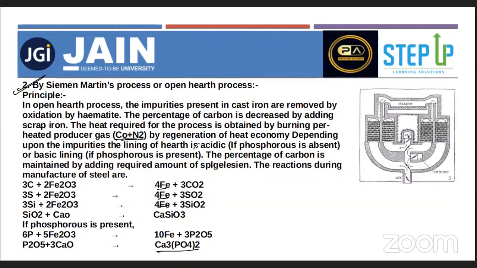Now, in this, one is producer gas, which is CO and N2. This can be regenerated, which we'll be using. And the lining of the earth is acidic, because non-metals normally form acidic oxides, whereas metals form basic oxides. If phosphorus is absent, the lining is acidic, or a basic lining if phosphorus is present. So if phosphorus is not there, it will be acidic. If I have this plus phosphorus, then this will be a basic lining. You're supposed to know this, that's why I wrote this.